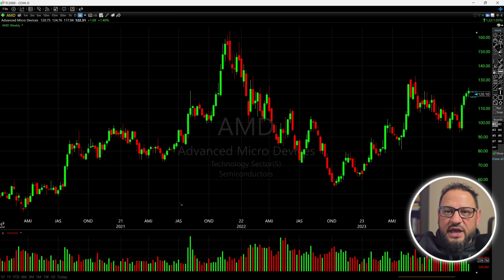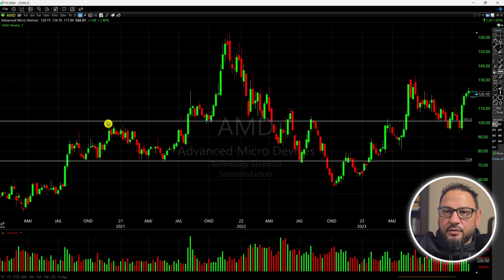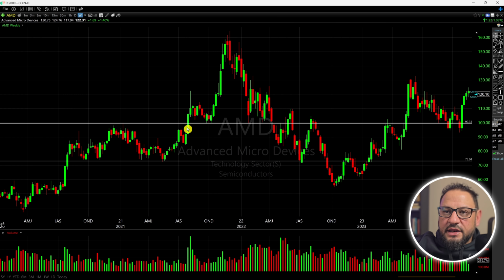On the same chart, we have the horizontal support. 1, 2, 3, 4, 5. We have the horizontal resistance, and it actually became support. So that's resistance, resistance, resistance, and that's support, support, support. Okay. We have the trending down support, and we have the trending down resistance.